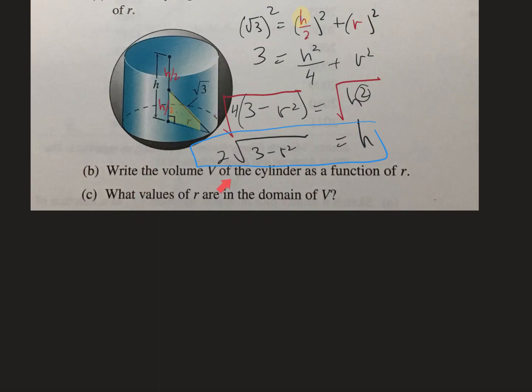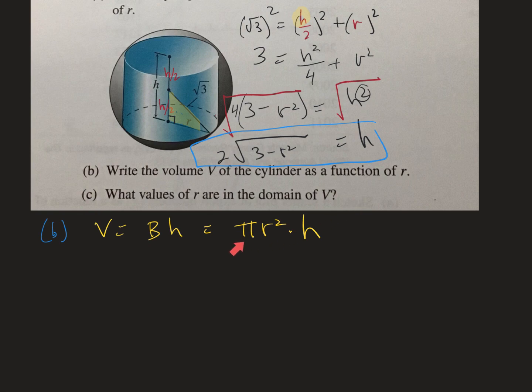We're talking about the volume of the cylinder. What's the formula for the volume of a cylinder? It's the area of the base multiplied by the height. The base is a circle, so that's pi r squared for the area of the base multiplied by the height. But they want the height, they want the volume to be a function of r.